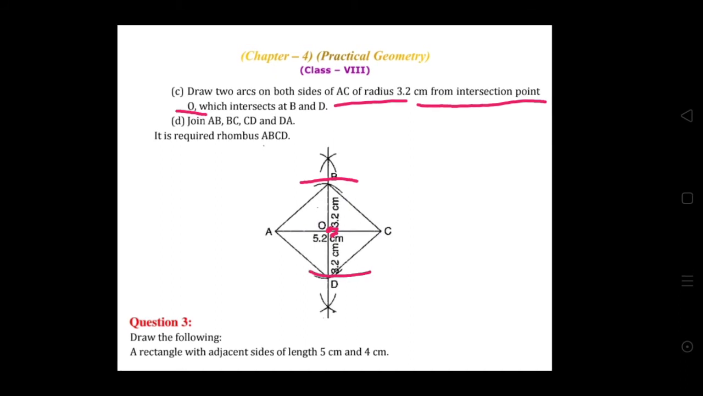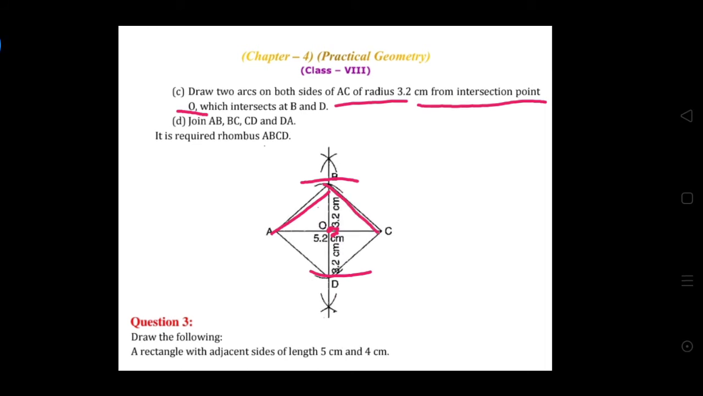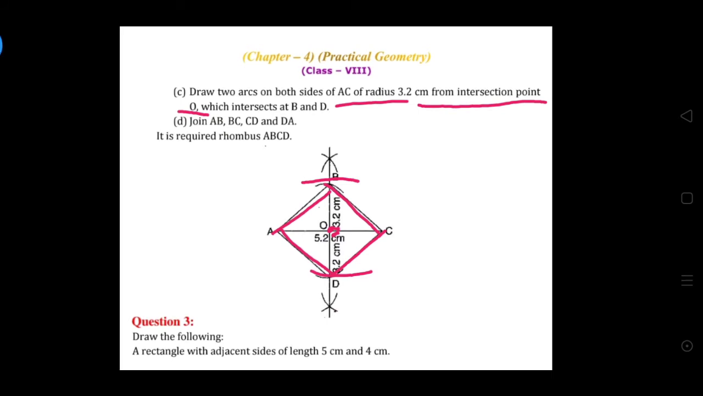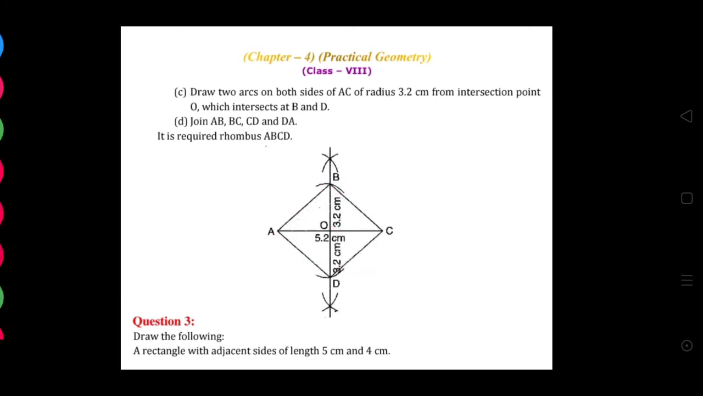Afterward join AB, BC, AD and CD. So it's the required rhombus ABCD. Now next, question number 3.